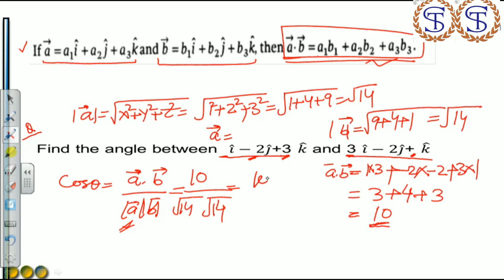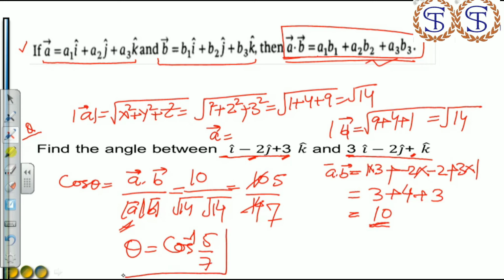Now simplifying this, 10 upon root 14 into root 14, it is 14. Now cancelling with 2, here we get 5 upon 7. Therefore theta can be written like this: cos inverse 5 upon 7. This is the angle between the two given vectors. Okay.